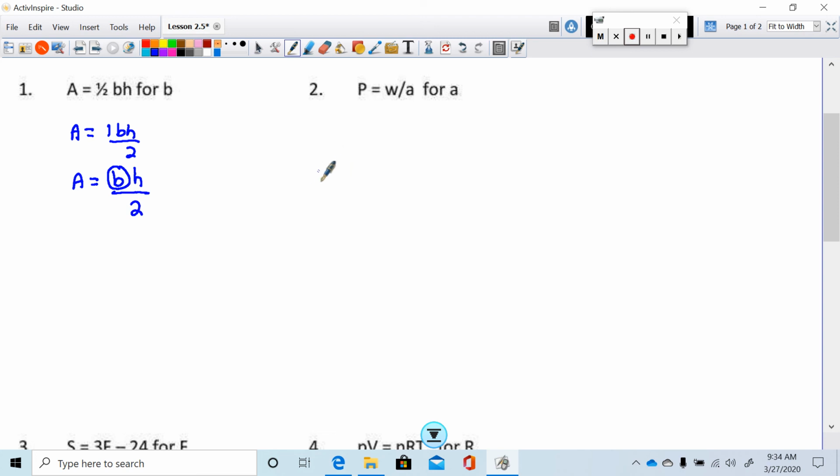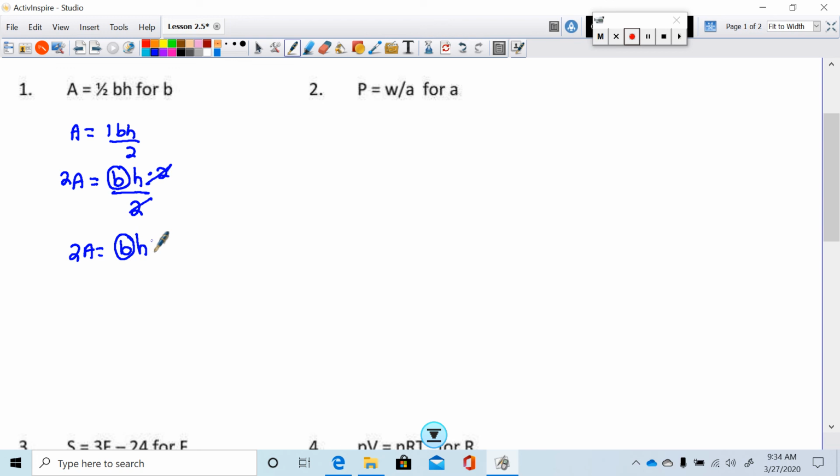Now the first step is getting rid of the fraction by multiplying each side by the denominator. So the denominator is 2. So I'm going to put a 2 on each side. So that gives me 2a equals bh, and then top cancels with bottom because 2 divided by 2 is 1.